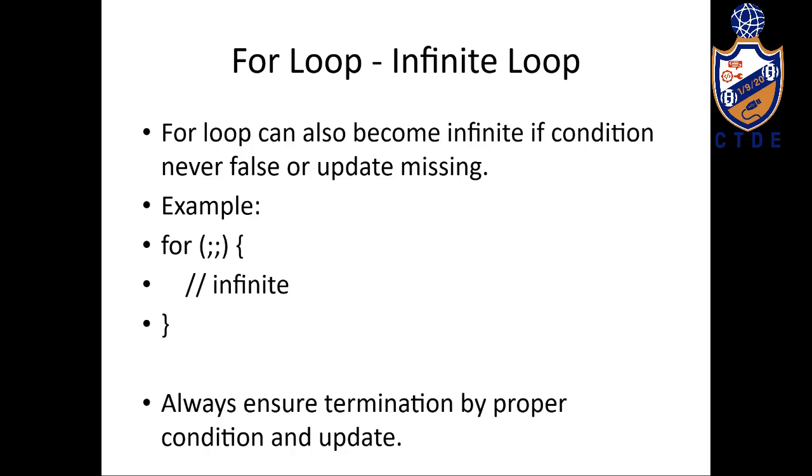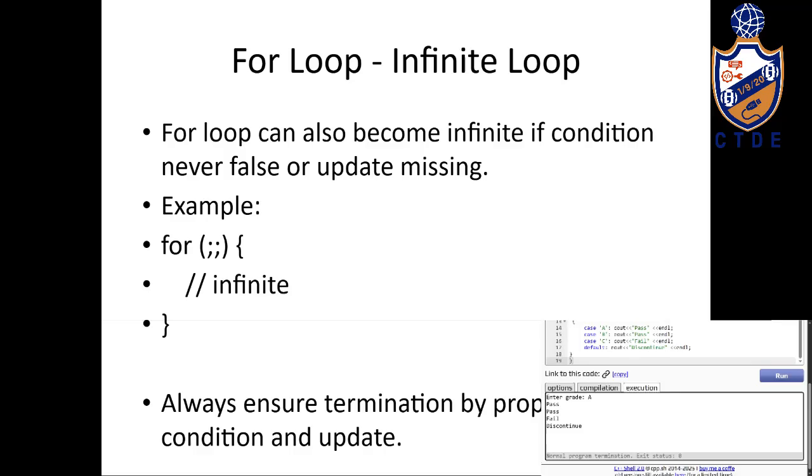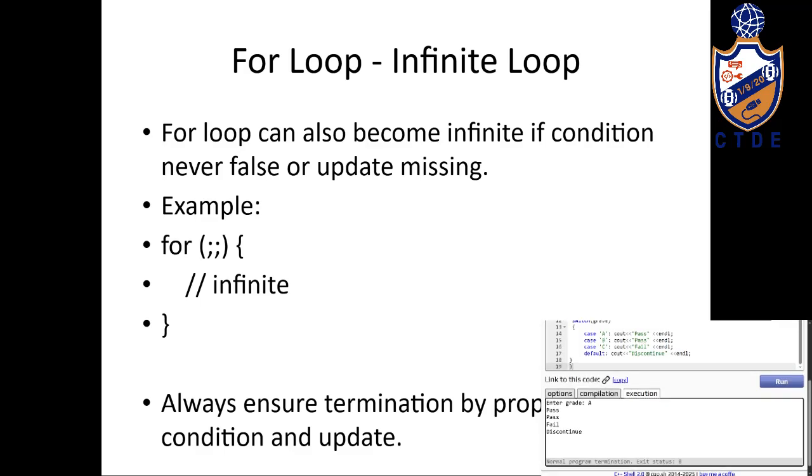We are supposed to enter grade. Okay, let's enter A and see what's going to happen. You see, that's what we are talking about when we say if you don't have a break statement, then there's going to be what we call a fall through. The code is going to check all the other conditions, which is what you don't want. You see it's giving false output. It's saying enter grade A, it's saying pass, fail, discontinue, and we don't want this.